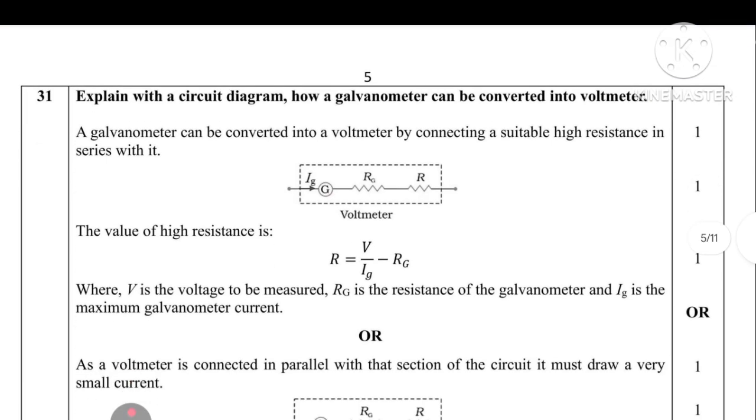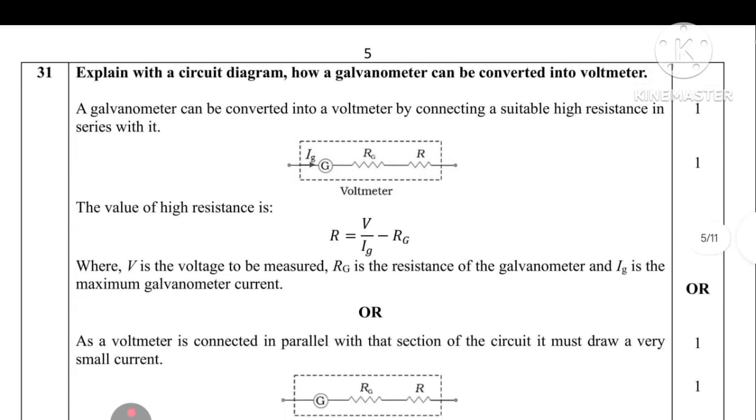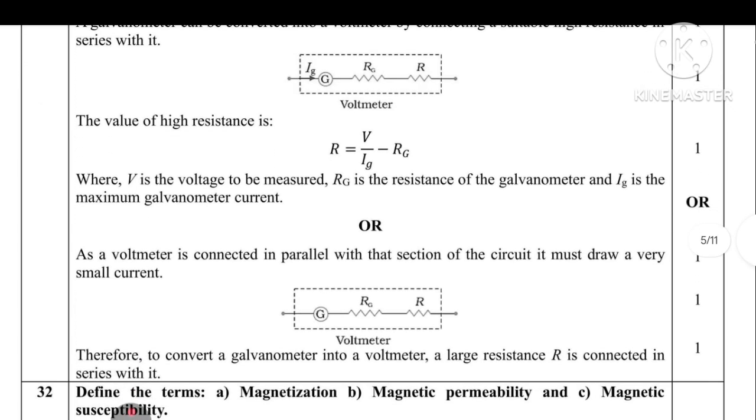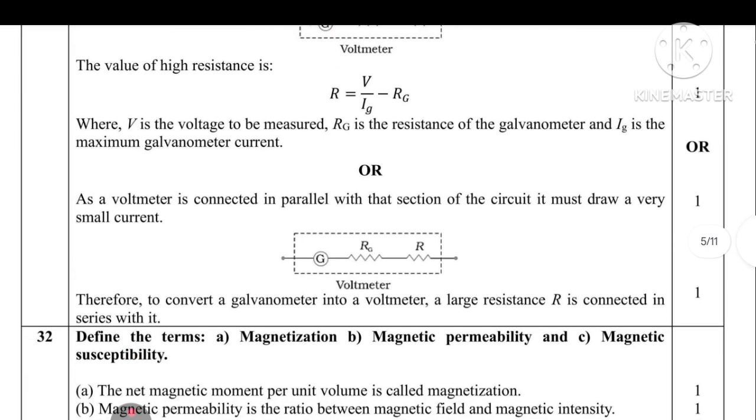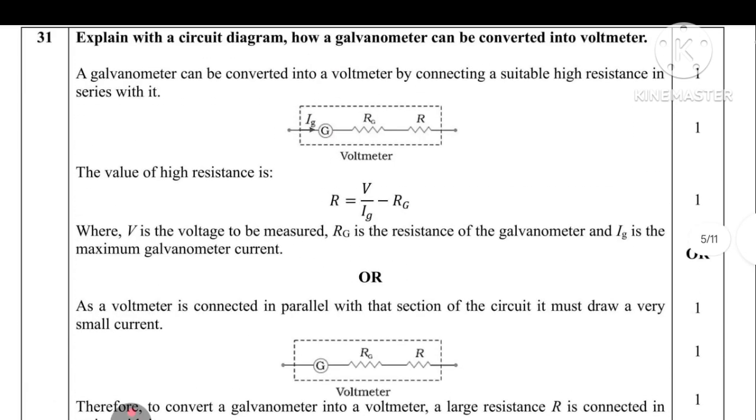And here the 31st question: explain with a circuit diagram how a galvanometer can be converted into a voltmeter. This type of questions they are repeatedly asking. Conversion of galvanometer to ammeter, ammeter to galvanometer, this type of question you should do. They ask it for 3 marks. See the marks distribution, and here one question is also there, so do it also.